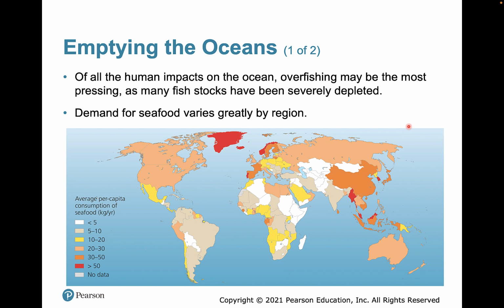So we're also overfishing. Okay, if you look at per capita, per person consumption of seafood, you have a lot of that in these red regions, Greenland, Iceland, Portugal, etc. Okay, and demand varies by region. You know, the central parts of Asia and Mongolia typically don't eat a whole lot of seafood.